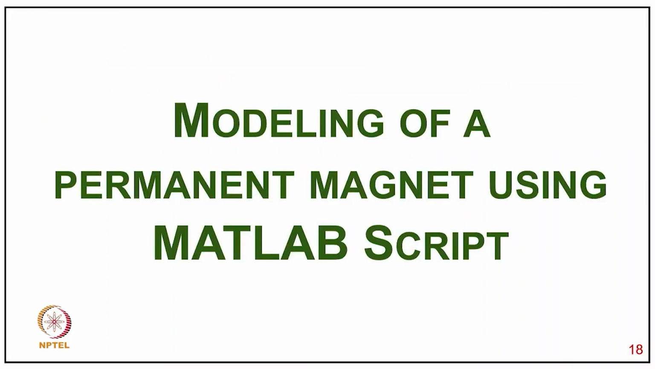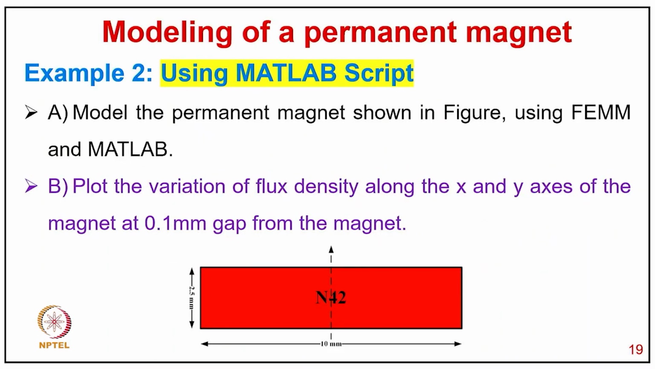Now coming to modeling of a power magnet using a MATLAB script. Coming to example 2 using a MATLAB script. A, model the power magnet shown in the figure using the finite element model and MATLAB. B, plot the variation of flux density along the xy axis of the magnet at a 0.1 millimeter gap from the magnet, as you can see in the figure.